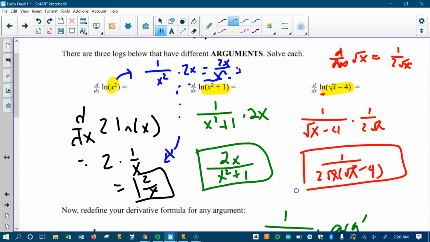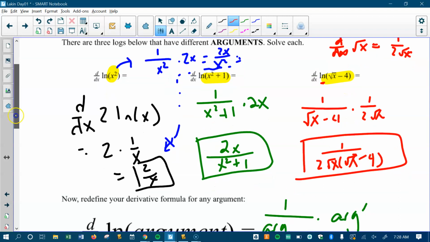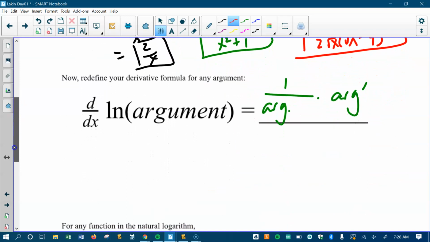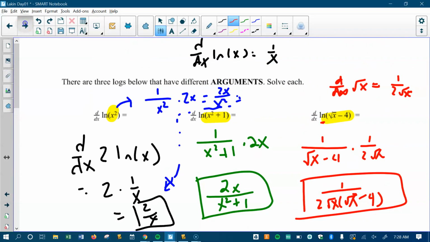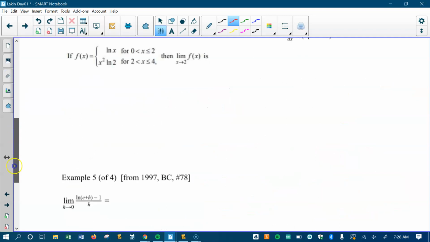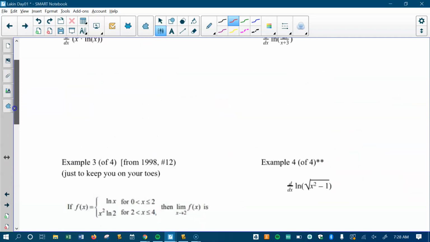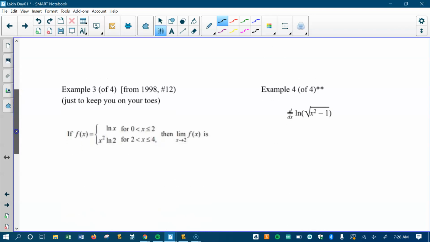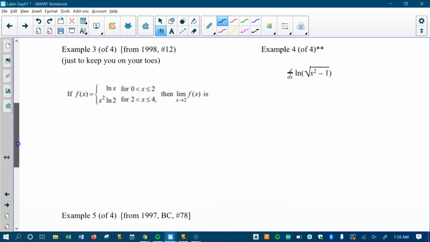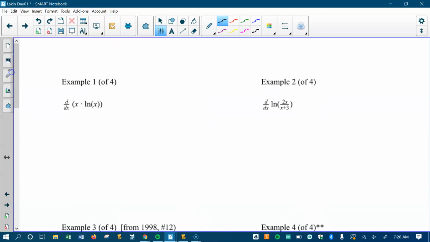And that's my answer. So again, the derivative of natural log is going to be 1 over the argument times the derivative of the argument. Okay, now we have a couple more problems to do, which are a little bit trickier. So we got 5 problems out of 4. Let's go. I would recommend you pause the video now and try 1, 2, and 4 all on your own, and I'll walk you through 3 and 5.